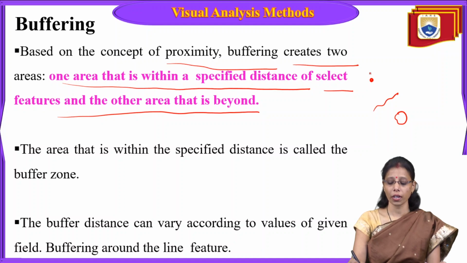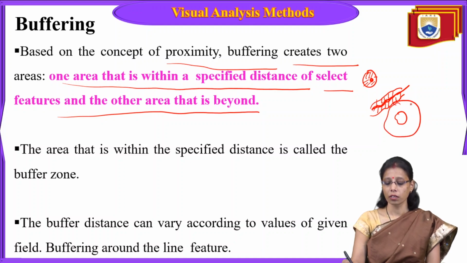When you talk about a point, it will create the buffer zone like this. So this is the buffer zone which is created around the point. Now if you talk about the line, this will be the buffer zone which is created along the line feature, here and here. So this is your main line, and this is the buffer which is created around it. Same thing for a polygon: there will be a buffer zone like this, created around the polygon feature.